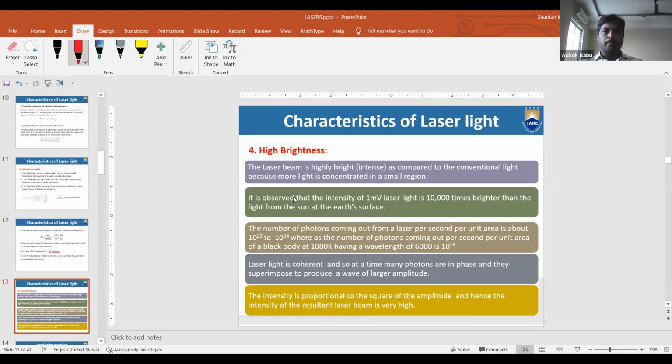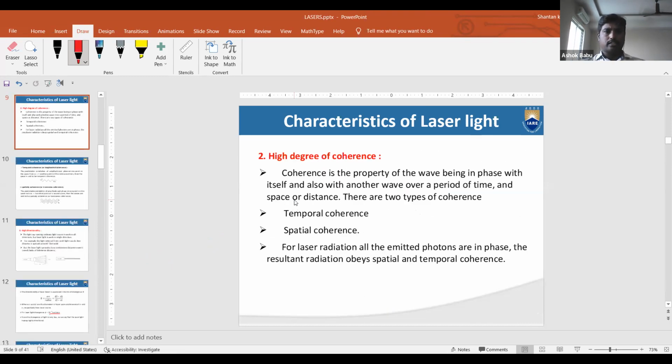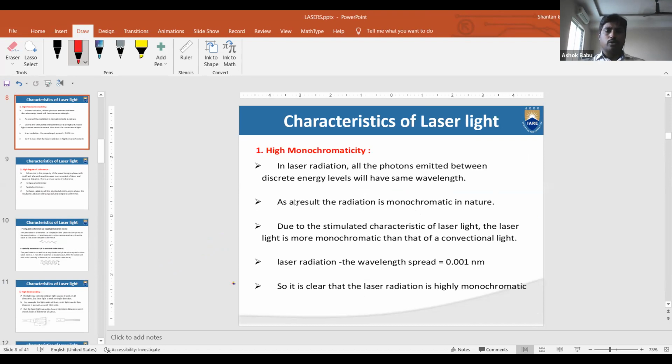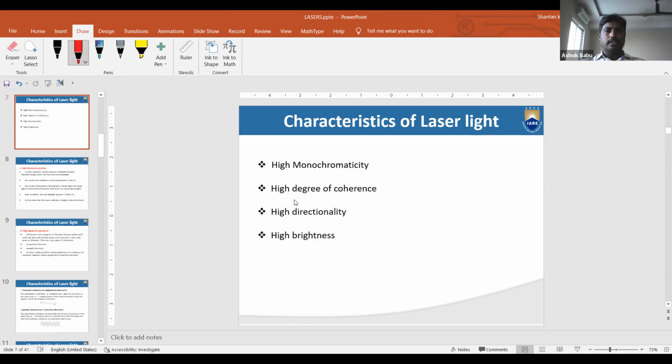The last one is brightness. See again the four characteristics of laser: high monochromaticity, high degree of coherence, high directionality, and high brightness. Try to remember the four characteristics of laser.